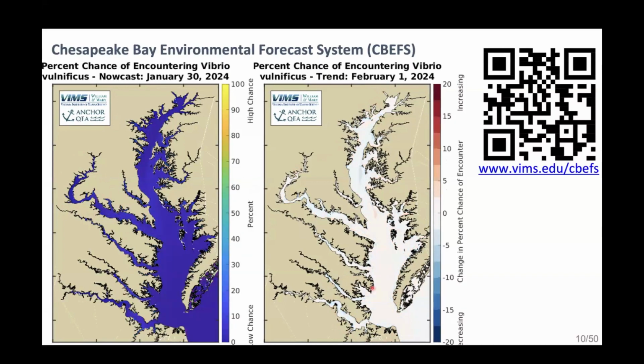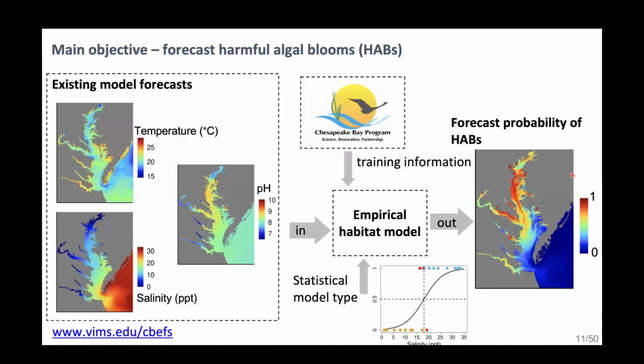We also added some biological indicators, and here is an example for Vibrio vulnificus, again, the nowcast for January 30th. And what we see is that we do not expect Vibrio right now or also last week, just because it's too cold. They typically bloom in warmer waters. And then the trend is also shown on the right. So again, if you're interested, I invite you to check out vims.edu/cbebs.